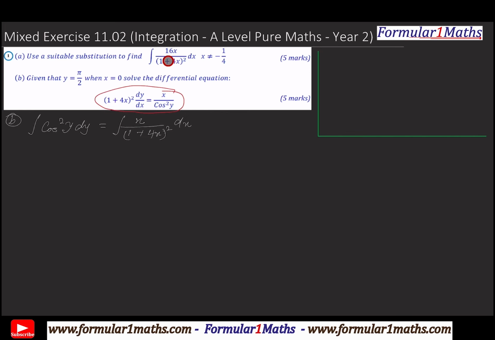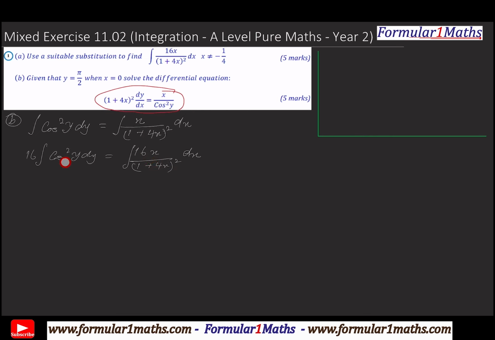So I'm going to multiply both sides of this equation by 16, and I'm going to get 16 cos squared y dy equals 16x over (1 plus 4x) squared dx. And so now we can use the integration that we've done already in A for this part.